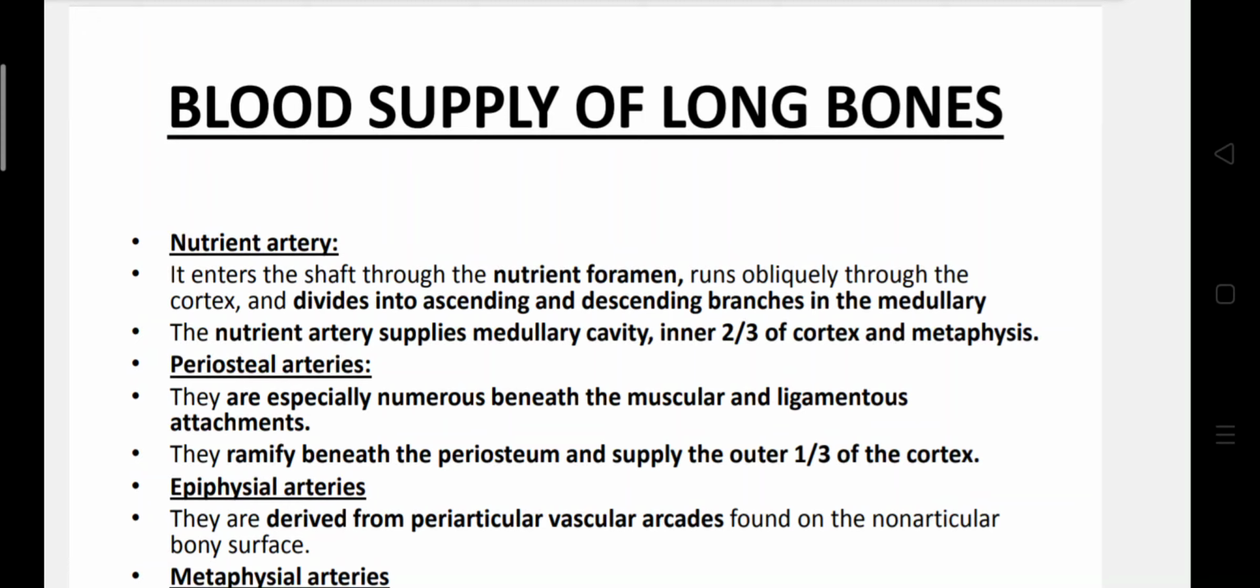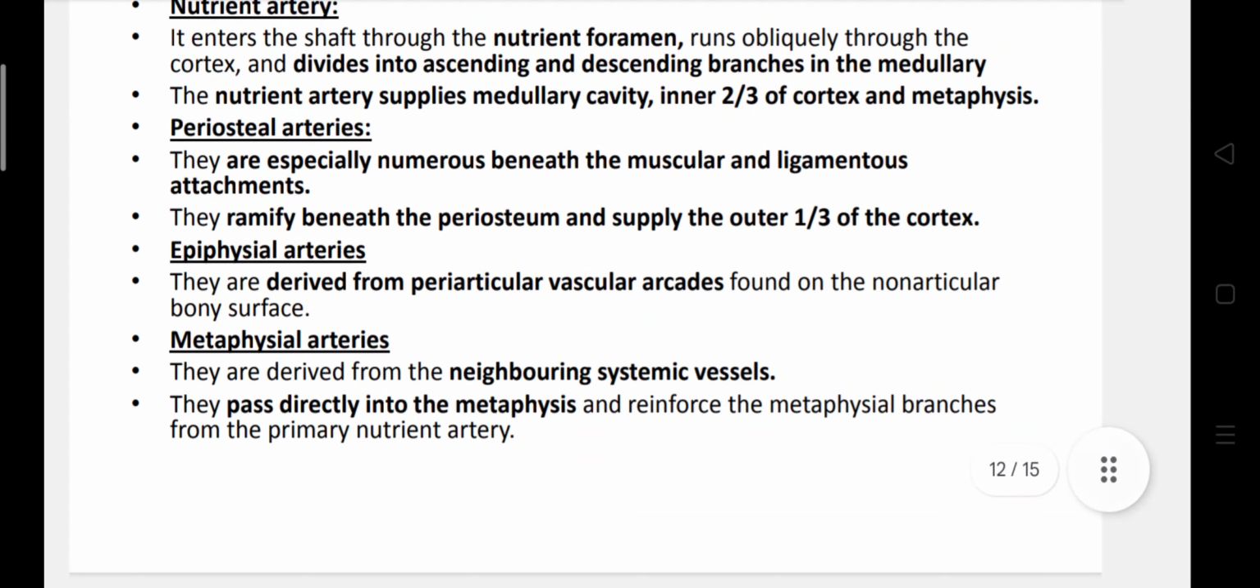Periosteal arteries. They are especially numerous beneath the muscular and ligamentous attachments. They ramify beneath the periosteum and supply the outer one-third of the cortex. Epiphyseal arteries. They are derived from periarticular vascular arcades found on the non-articular bony surface. Metaphyseal arteries. They are derived from the neighboring systemic vessels. They pass directly into the metaphysis and reinforce the metaphyseal branches from the primary nutrient artery.